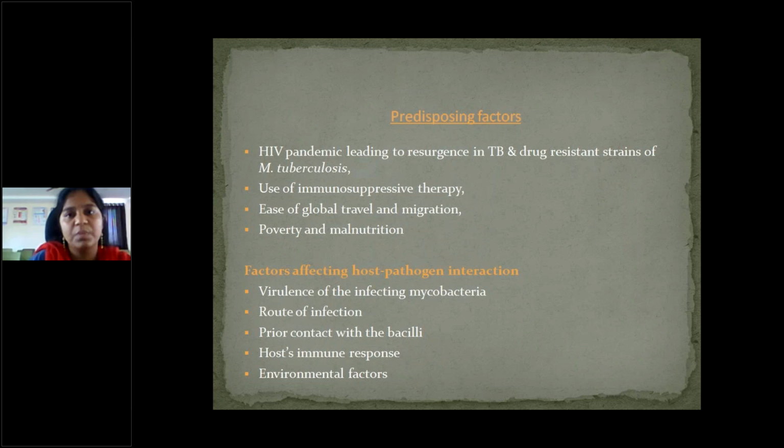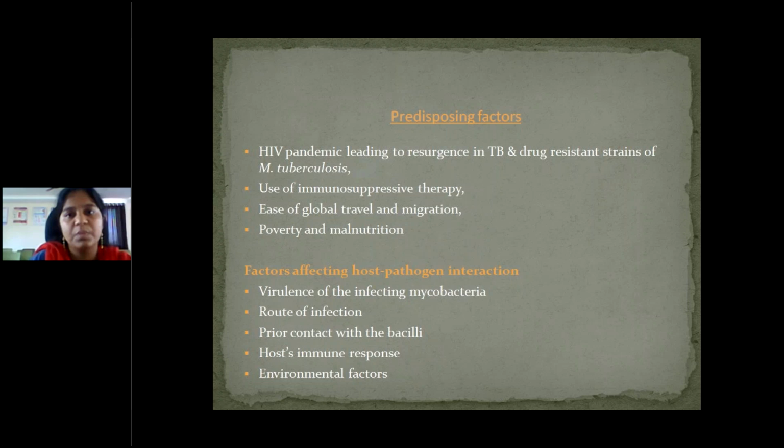And ease of global travel and migration also increases the risk of TB in other nations where previously it was not there. And poverty and malnutrition. Factors affecting the host-pathogen interaction are the virulence of the infecting mycobacteria, the route of infection, prior contact with the bacilli, host immune response, and environmental factors.